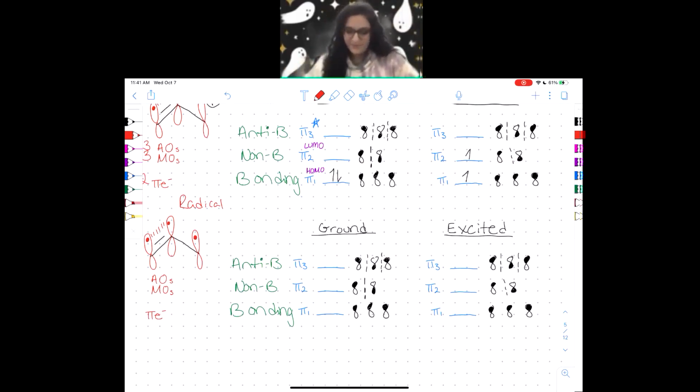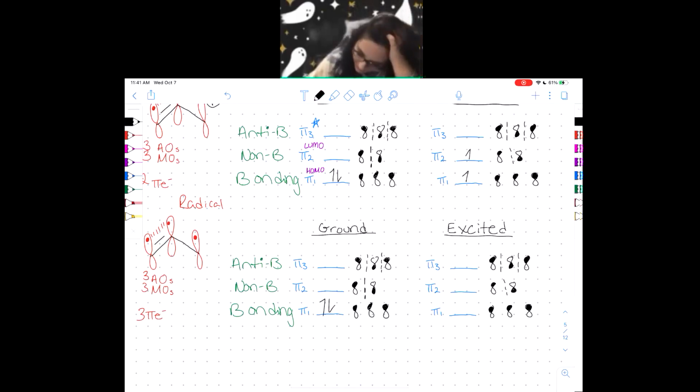So, how many atomic orbitals do we have in this drawing? 3. Cool. How many molecular orbitals do we have? 3 again. Sweet. And how many pi electrons do we have? 3. Cool. So that's what's different. And so now, 1, 2, 3. Ooh, that's really weird, right?